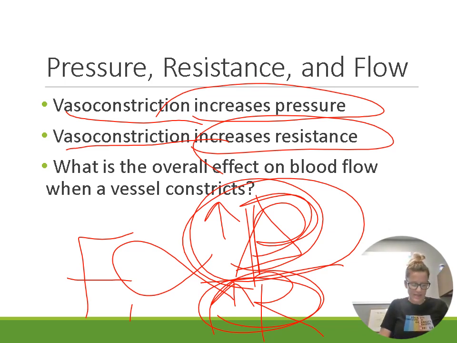The answer to this is it depends on which arteries we're constricting. It depends on if we're causing vasoconstriction in the big muscular arteries, like the large distribution arteries, or if we're causing vasoconstriction in the small little arterioles that are leading into our capillary beds. So let's talk about why this is.